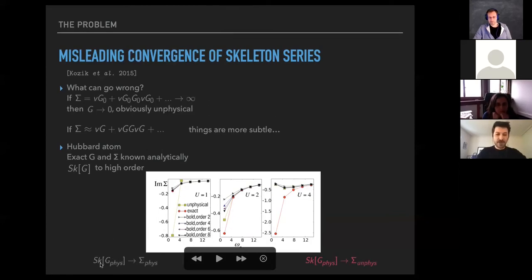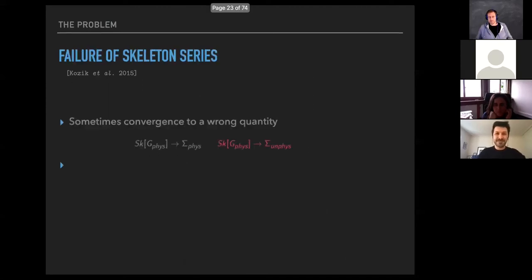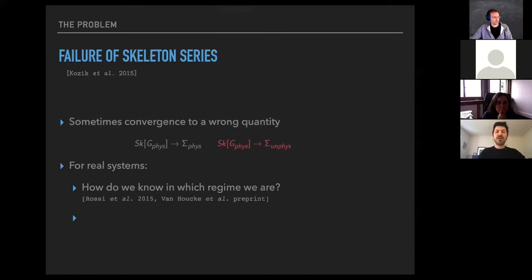So let me state it in this way. The skeleton series evaluated at the correct Green's function for the weakly interacting regime converges to the correct self-energy. But for the strongly interacting regime, it converges to an unphysical solution, an unphysical self-energy, sorry. So this is basically the main problem that they found. They also calculated other things, but I think that the core of the problem is this one. And this is a problem because for real systems, we don't know in which regime we are, in the weakly coupled regime where the series converges to the correct answer, or in the strong coupling regime where the series converges to a wrong answer. Some progress has been made in understanding in which regime we are, but it remains a bigger question.